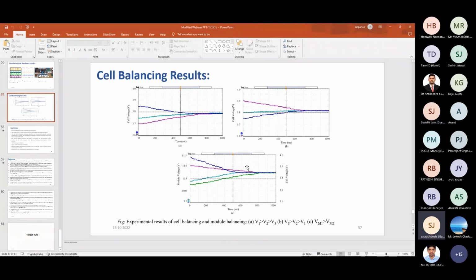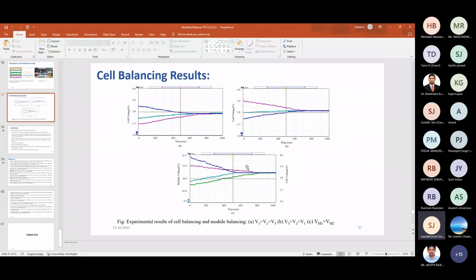Yes, ma'am. As you told, SOC will be more accurate. And one more question for me: as you told, you are taking it module-wise, grouping two or three cells in a module, and you are balancing first between the modules, then balancing that module with the pack. Is my understanding right? Yes, exactly. Correct.